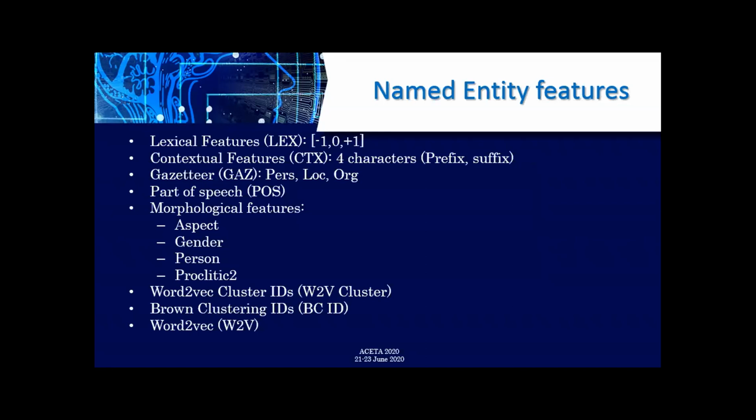In our approach, we propose the following features: lexical features, the surroundings of the current word; contextual features for characters, suffixes, and prefixes; the gazetteers for person, location, and organization; the part-of-speech tag of each word; morphological features like gender and proclitic, person, etc.; Word2vec clusters, the cluster of each word; Brown clustering, a chain of each word; and finally Word2vec, the word embedding of each word.